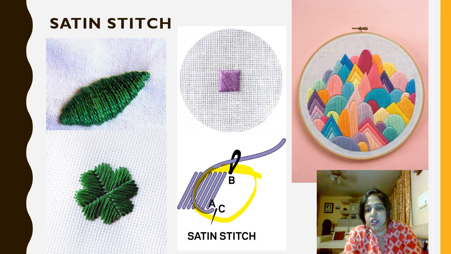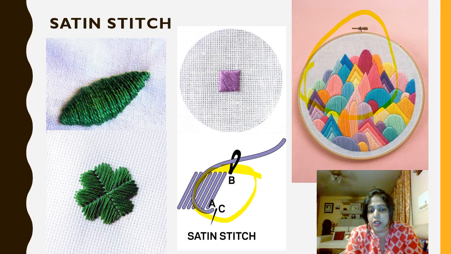On this image, you can see how satin stitch has been used to fill big spaces, and it also gives it a little texture, a raised texture. It is a very commonly used stitch in embroidery wherever you need to fill any spaces or any particular motif.